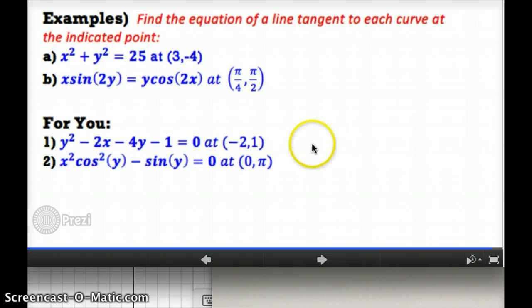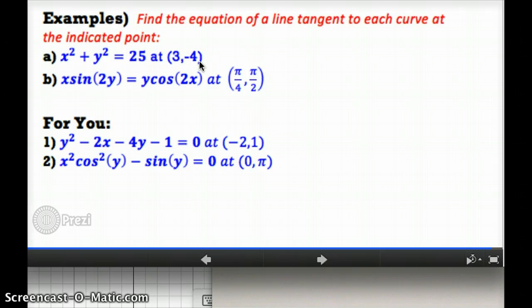The instructions say to find the equation of a line that's tangent to each curve. Remind me again, what is your answer going to look like? Exactly. Probably point-slope form, although slope-intercept form wouldn't be wrong. And then look at what they've given us. They've given us an implicitly defined equation and a point.